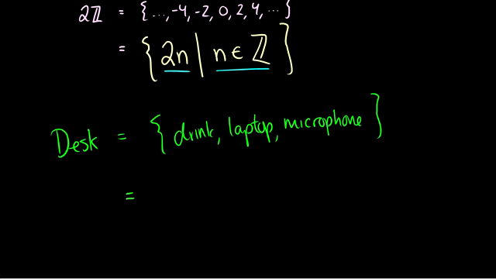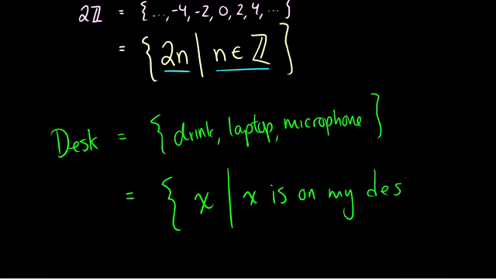Or I could write this in set builder notation if I might have a lot more things, or maybe I want to be vague, or maybe I'm not entirely sure what's on my desk, but I know there's things on my desk. So I could rewrite this as the set of x. So this is a variable x. And what's the condition for x? X is on my desk.